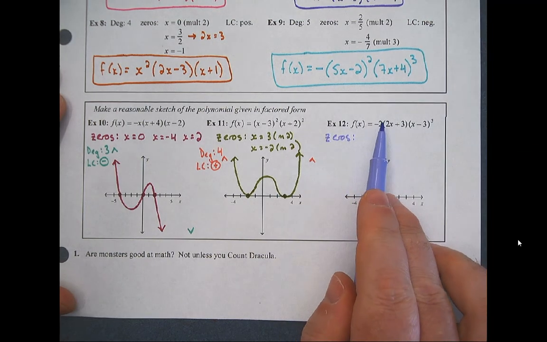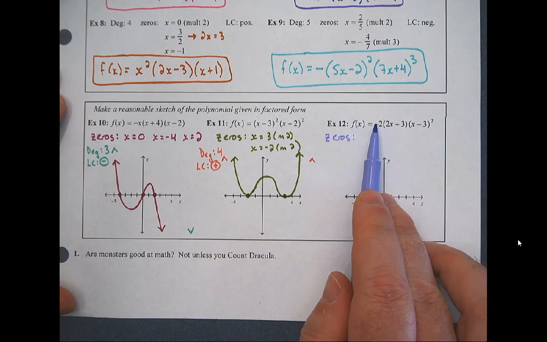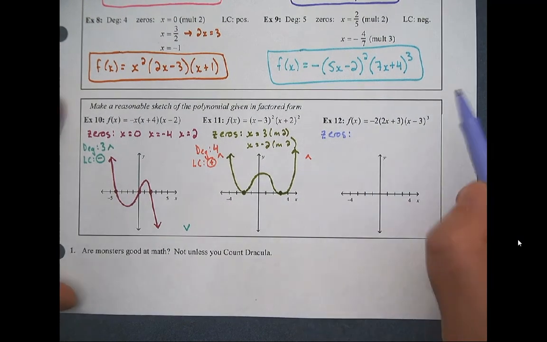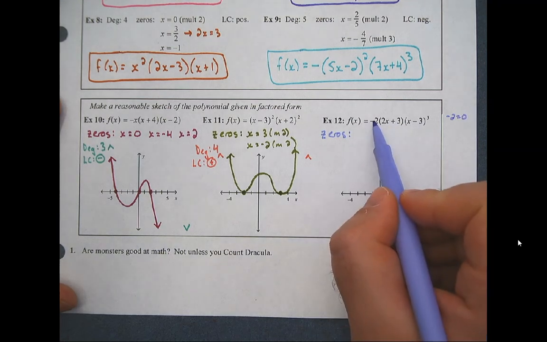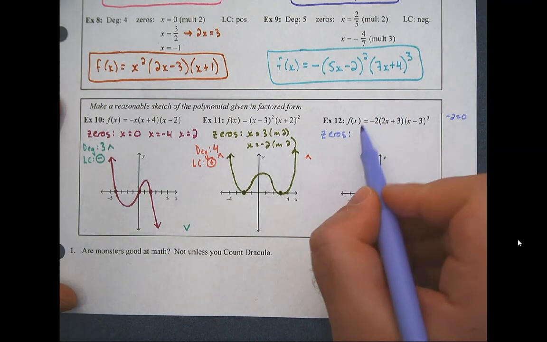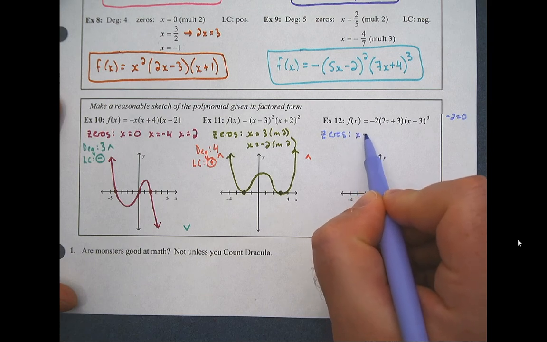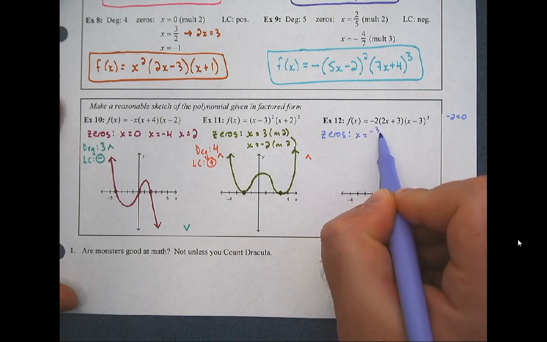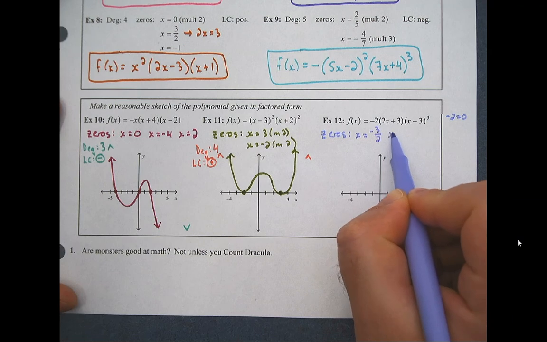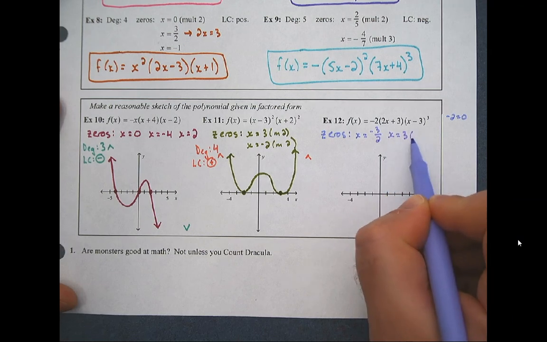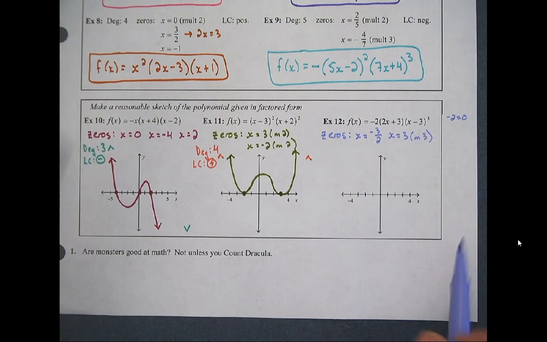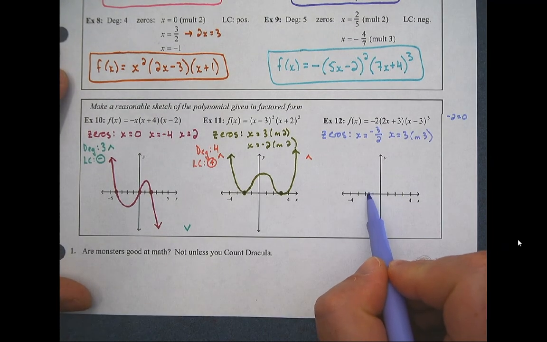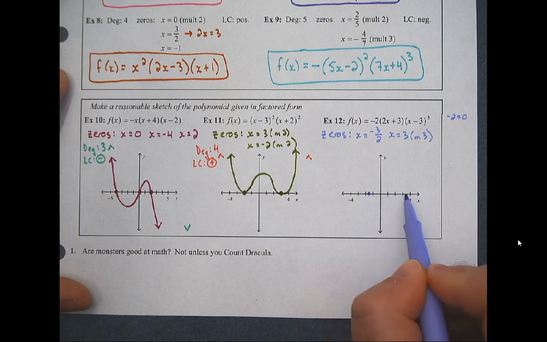Is this a 0? No, that doesn't have an x. When I zero-product-property it, I would get -2 equals 0, which makes no sense. So we don't have to worry about that. That's just a leading coefficient. So my zeros are going to be x equals negative 3/2 and x equals 3 with a mult of 3. So negative 3/2 is negative 1.5. 3 is 3.